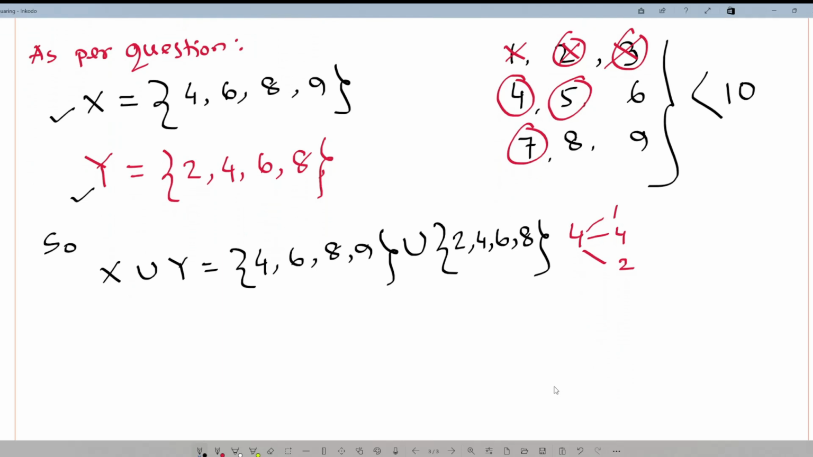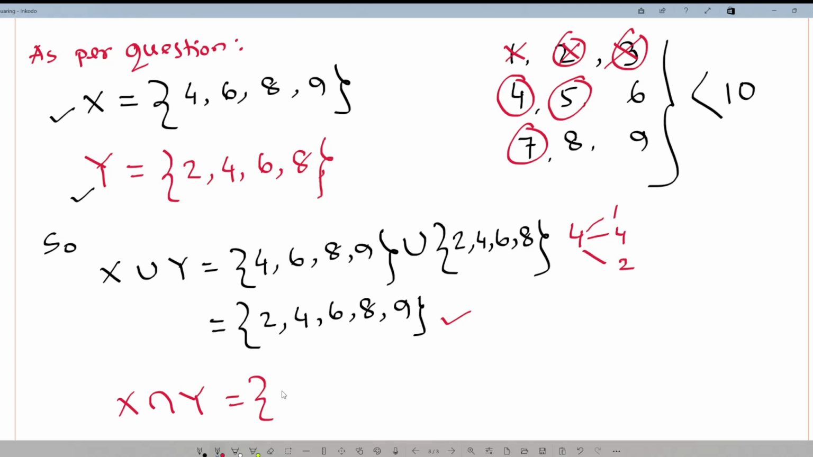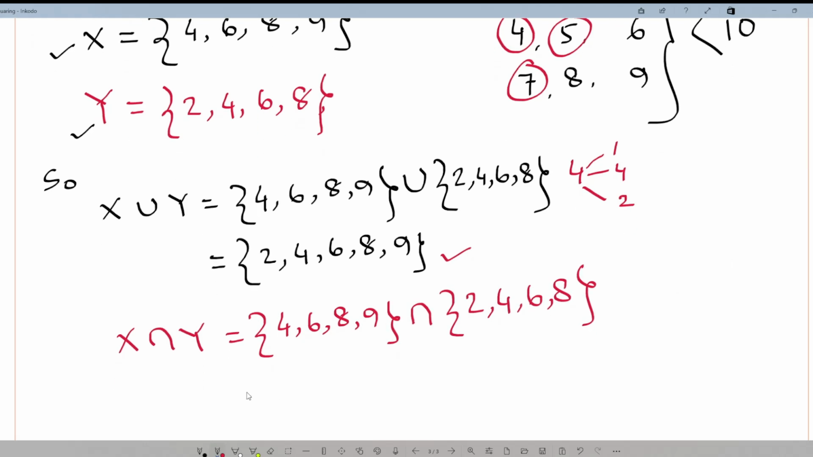Okay, so union means common, uncommon, everything. So 2, 4, 6, 8, 9. Okay, so X union Y is done. Now X intersection Y. Again X means 4, 6, 8, 9, which are the composite numbers less than 10. Y is 2, 4, 6, 8, all the even numbers less than 10.